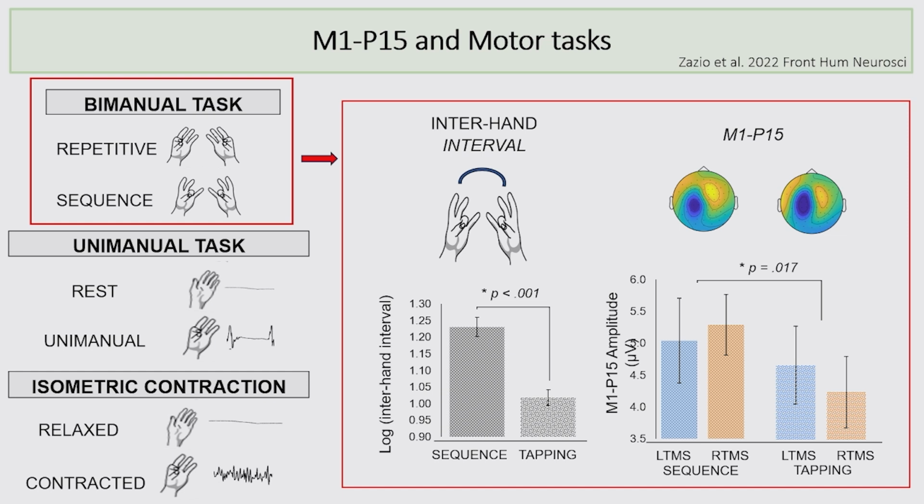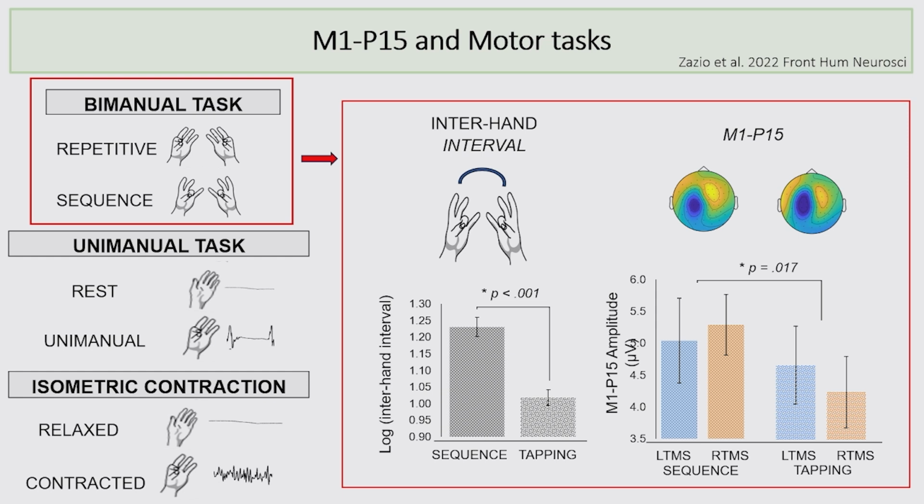In our experiments, we use different motor tasks. Across our studies, we have compared several conditions. We had a comparison of isometric contraction in which participants were either relaxed or contracted with their contralateral hand. We also compared a condition of unimanual task in which participants either were resting with their contralateral hand or were performing a unimanual finger tapping.